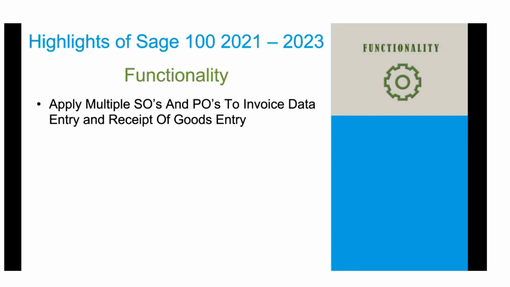So one function that we really have found positive through our client base is multiple sales orders and multiple purchase orders on invoice data entry and receipt of goods entry. What that means is you can have 2 sales orders or 2 purchase orders. And when you do that entry, we'll take the example of invoice data entry, we can apply multiple sales orders to one invoice. It used to be a 1-to-1 relationship, only 1 sales order to 1 invoice. Now you can actually do multiple sales orders.